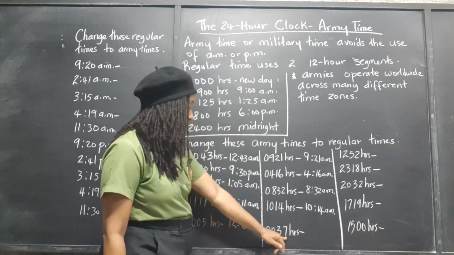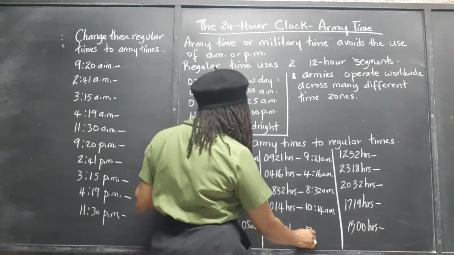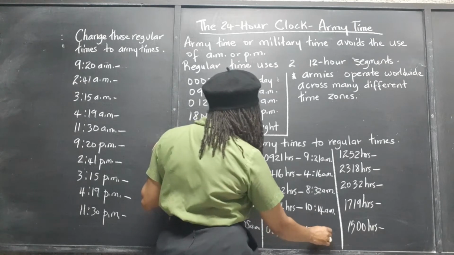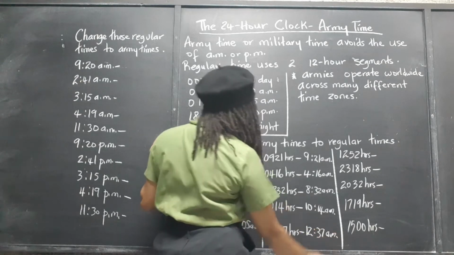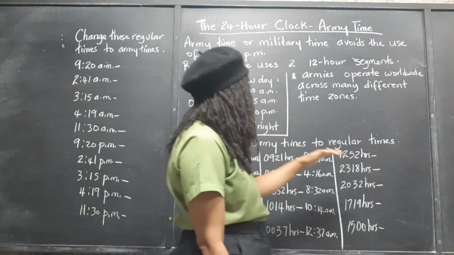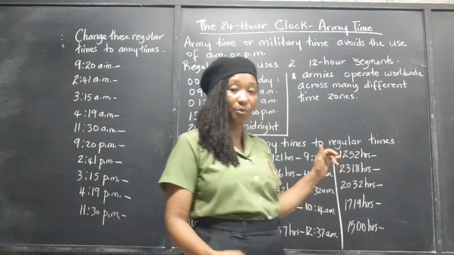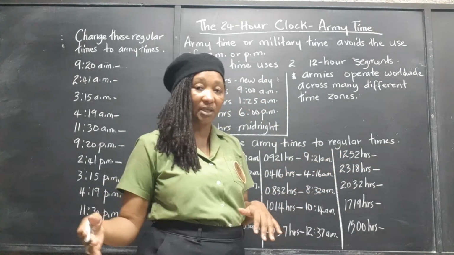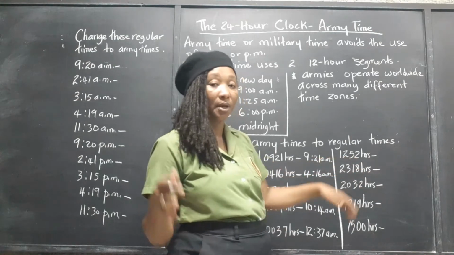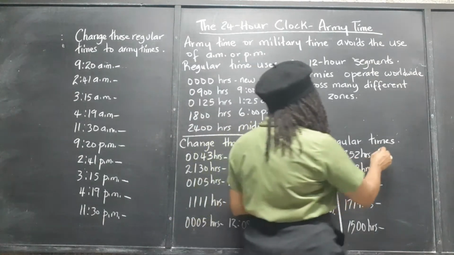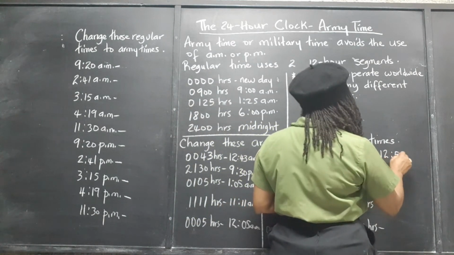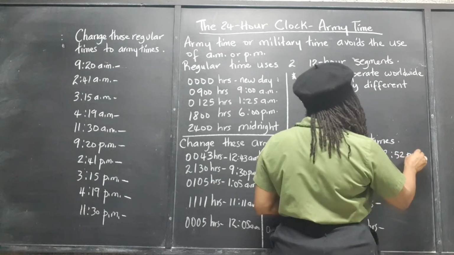Midnight, just past midnight, so that's 12:37 a.m. Now we're past the 12, past 12 noon, still counting. This tells us we're now into p.m. in regular time. So that's 12:52 p.m.